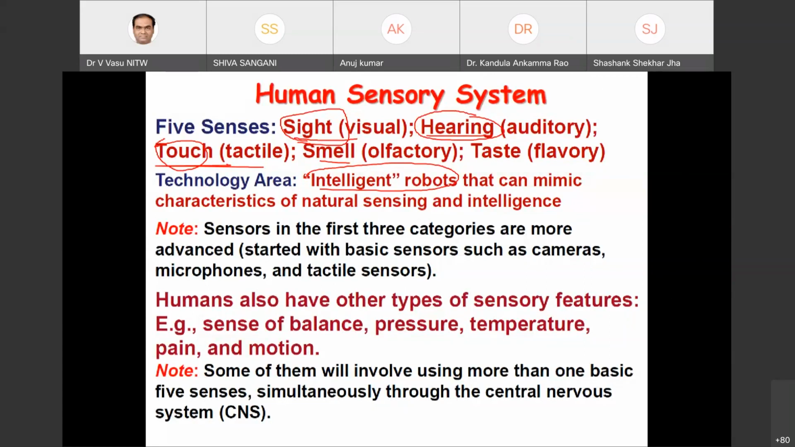They also have other types of sensory features like the sense of balance, pressure, temperature, pain, motion, etc. We have some other features also. Okay, so these are the different sensory systems which human beings have.